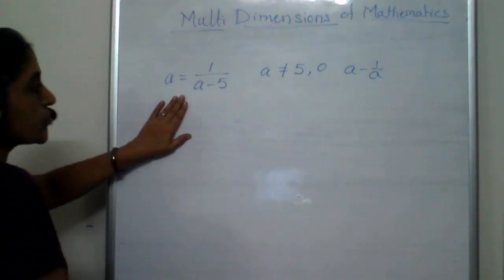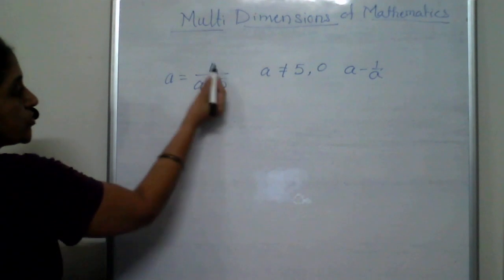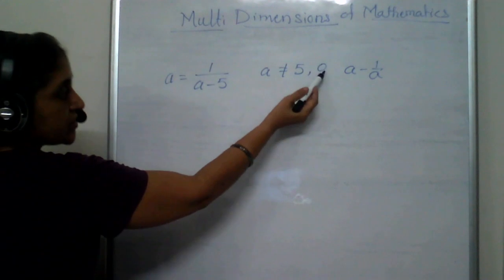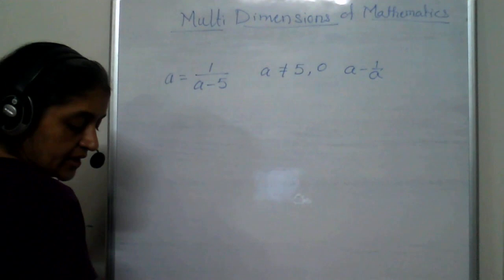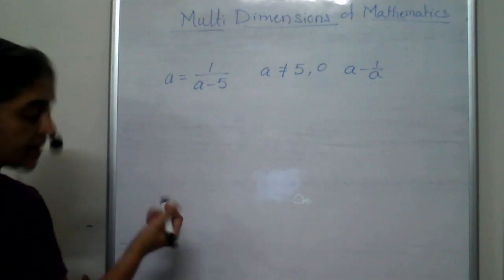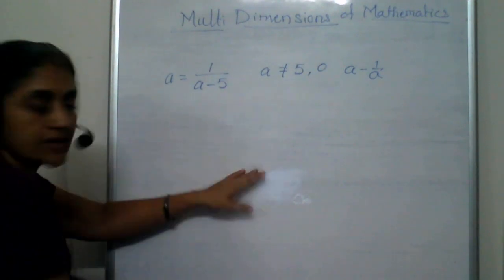Here we have one more question of the same category. It is given that a is equal to 1 upon a minus 5. A is not equal to 5 or 0. We are supposed to find a minus 1 upon a. I have taken only a minus 1 upon a. Why? Because it is similar to that of the question what I solved earlier. So you may follow that and do this question.